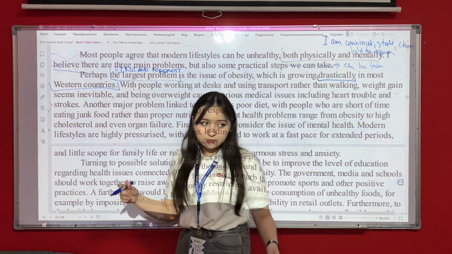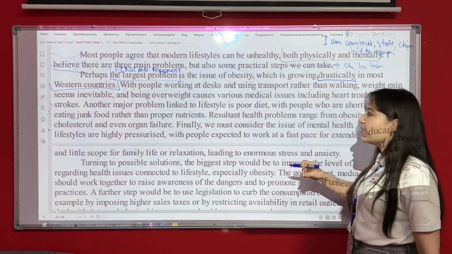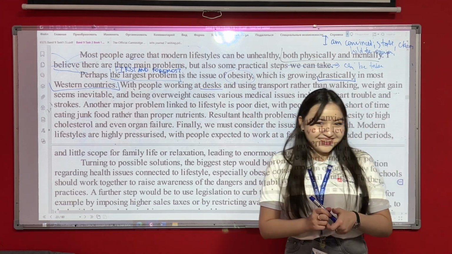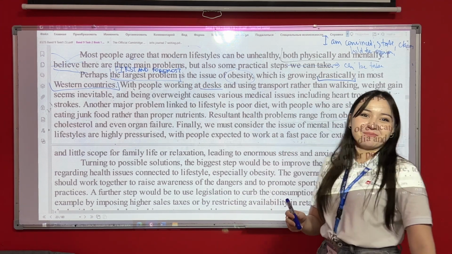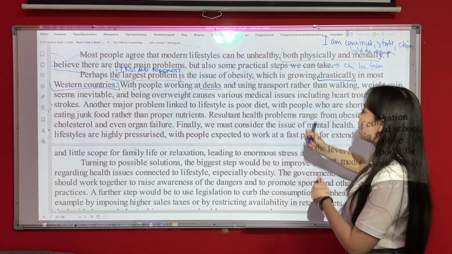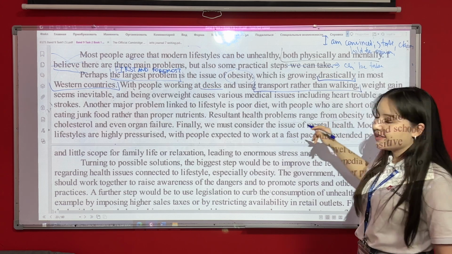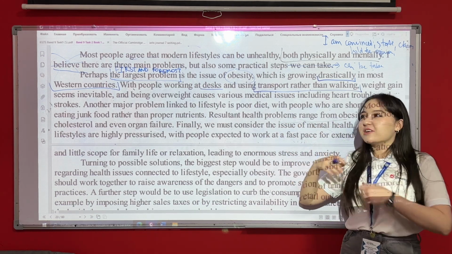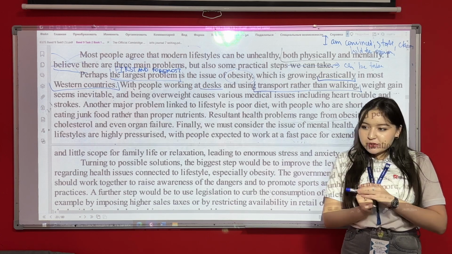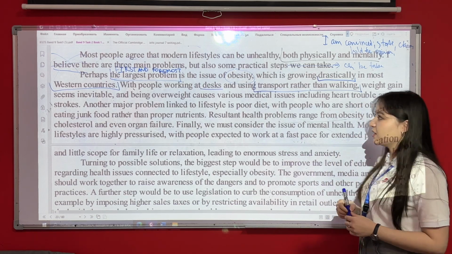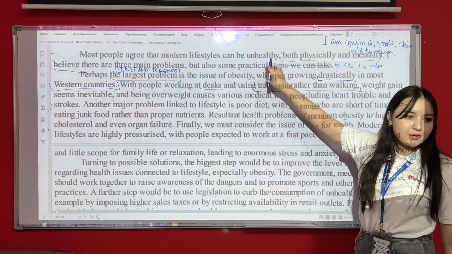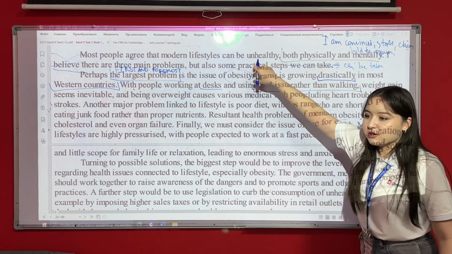Am I right? In this sense, with people working at desks. What does it mean desks? Парты, ребята, парты. So with people working at desks and using transport rather than walking. What does it mean rather than walking? То есть they prefer transport to walking. То есть они предпочитают транспорт чем ходьба. Very good. So it means that they are pointing what? Here is their idea, and then they are supporting their idea, right?